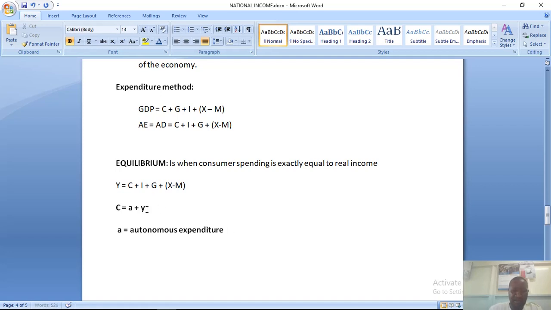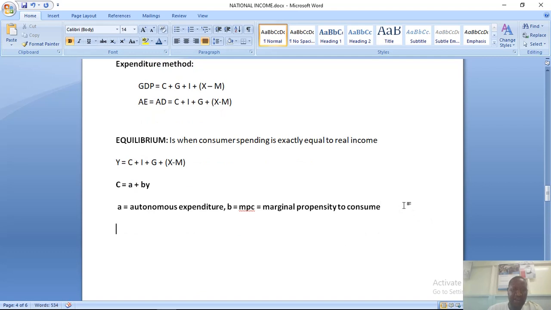B in the consumption equation represents the marginal propensity to consume. What is the marginal propensity to consume? It's the percentage of every extra income that is spent on consumption. So if you earn an extra 100 kwacha and you spend 80 of it on consumption, then your marginal propensity to consume, which is the value of B, is going to be 80%. So B is MPC, the marginal propensity to consume.